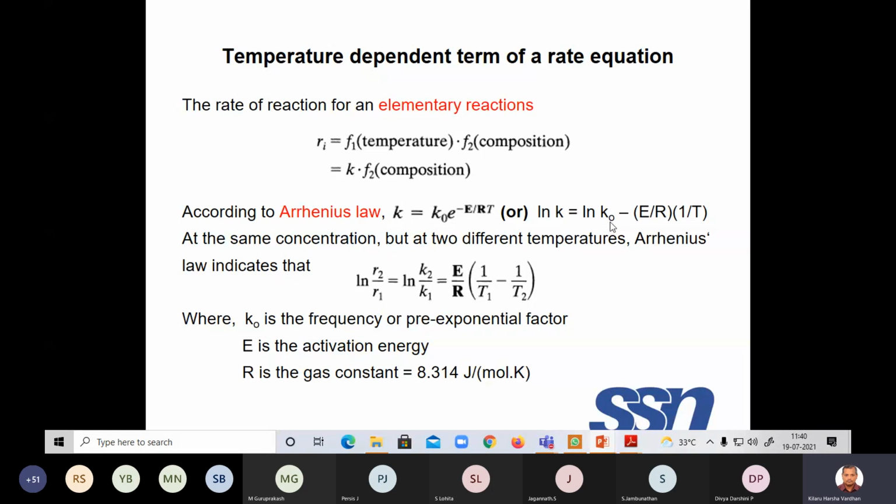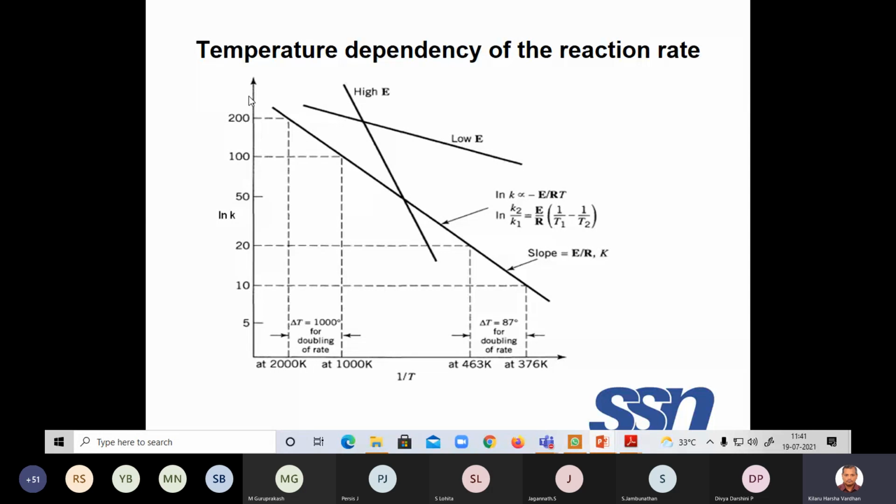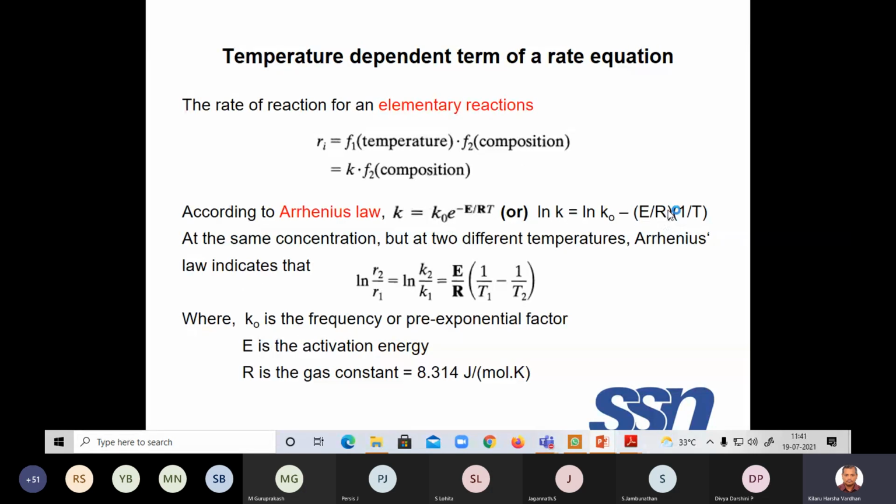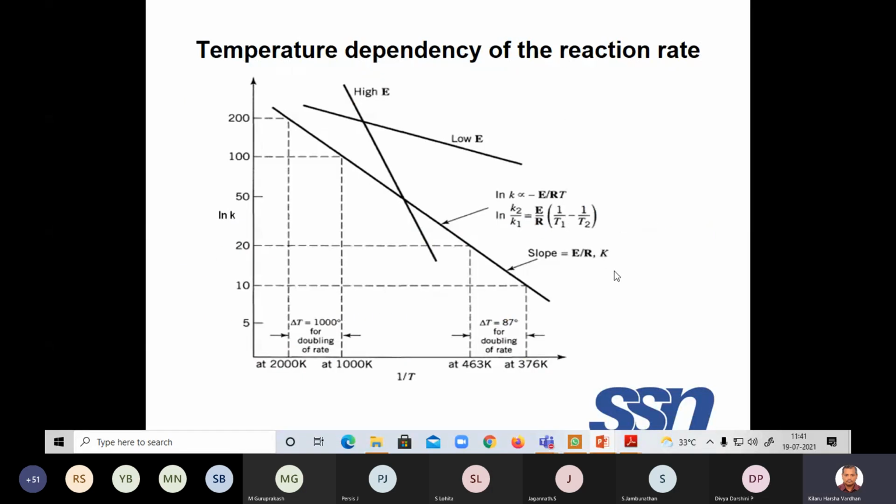So if you want to find out the pre-exponential factor, you can find the intercept. Take this equation, take this line. The intercept is formed here, therefore this becomes ln K naught. From that, we can find out K naught. And if you find the slope of this line, it will give you minus E by R. R is the known gas constant, so you can then find out the activation energy for that particular reaction. Any doubt? Any doubt in this?